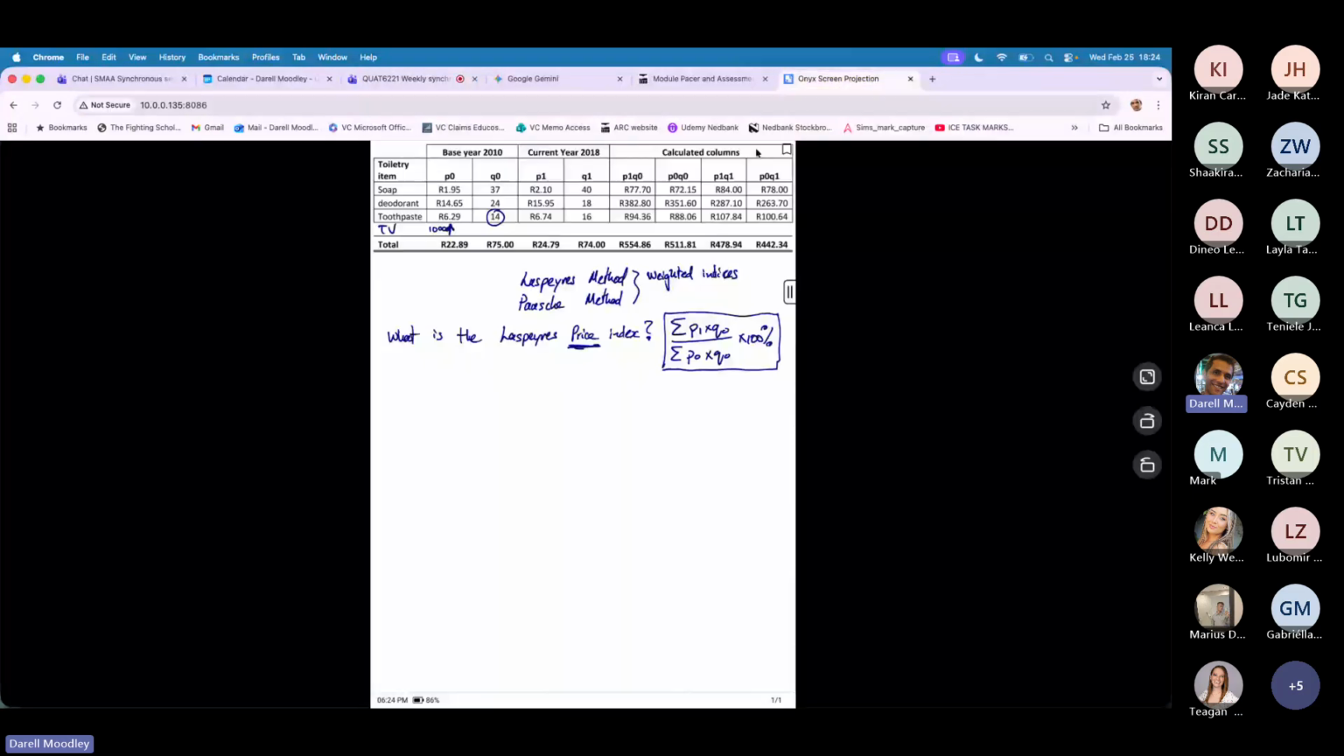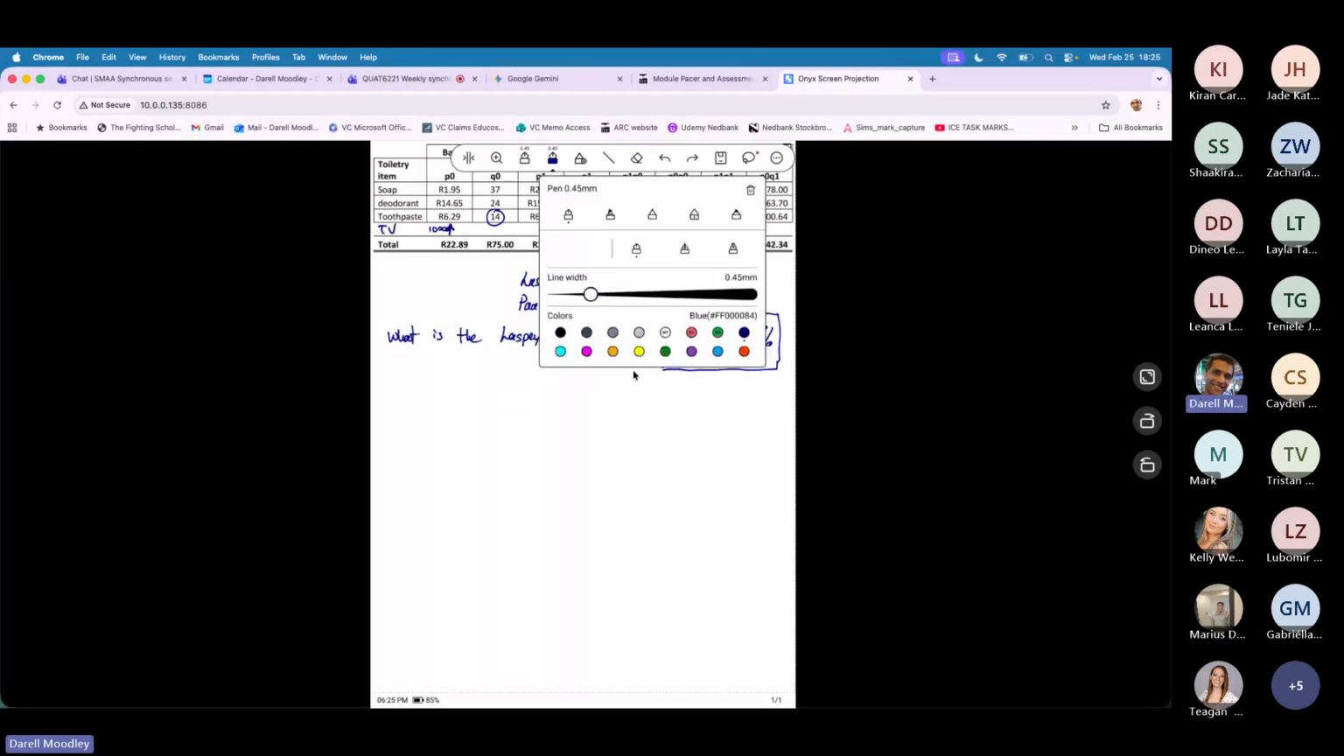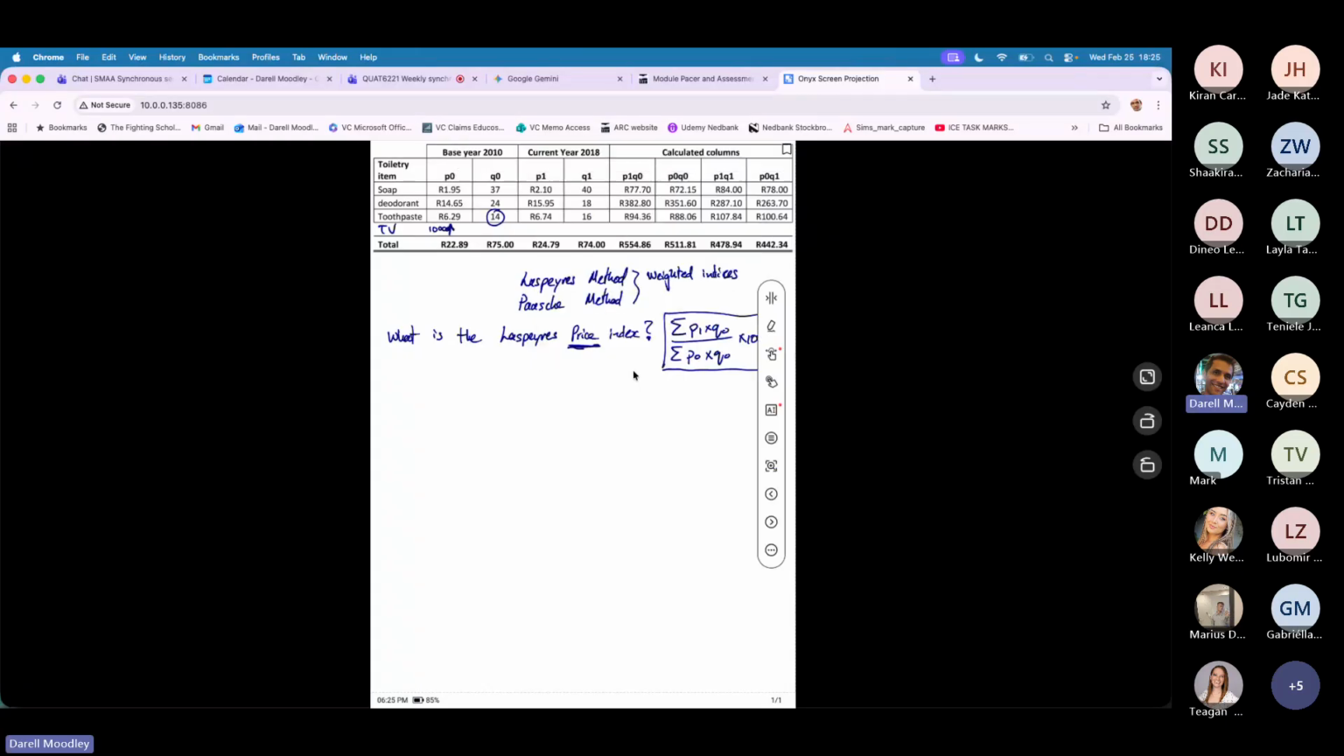Okay. All right. Now, to work this out, that's where these columns are going to come in. So I'm going to mark these columns, if you know which one I'm talking about, and show it in green. So it's these columns here.